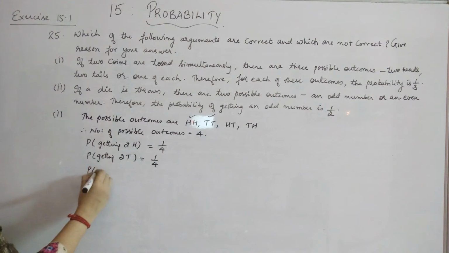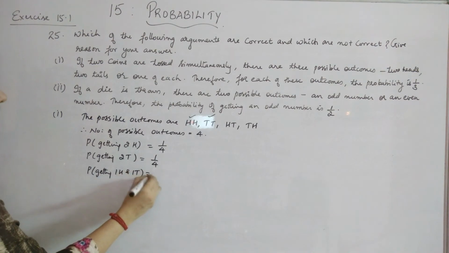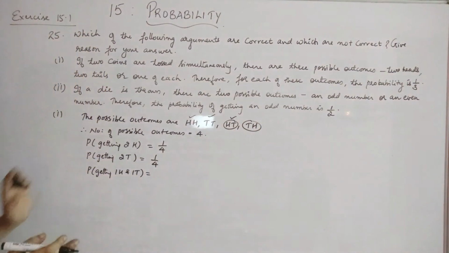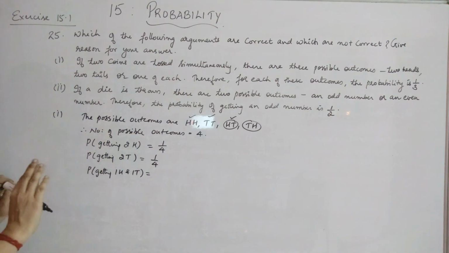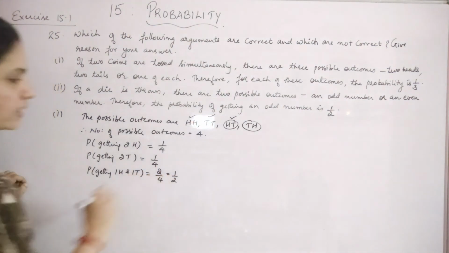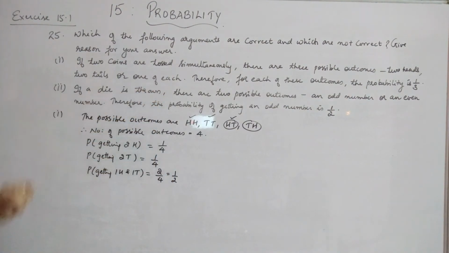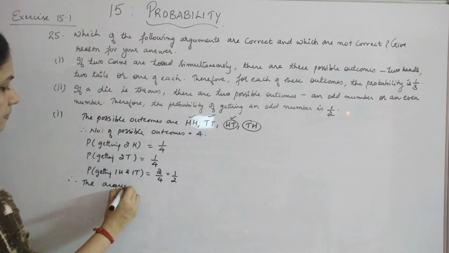Now what is the probability of getting 1 head and 1 tail? We have actually 2 outcomes which give you 1 head and 1 tail. The order is different, but they give you 1 head and 1 tail. That means you have 2 out of 4 giving you 1 head and 1 tail. So the probability is 2 by 4, which is 1 by 2. That means you are getting the probabilities 1 by 4, 1 by 4 and 1 by 2, and they were saying that the probability should be 1 by 3 each. Therefore, their argument is incorrect.